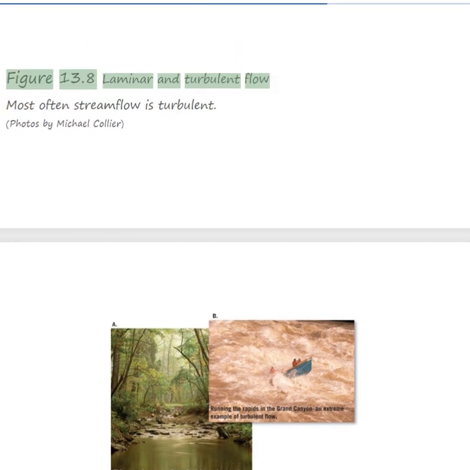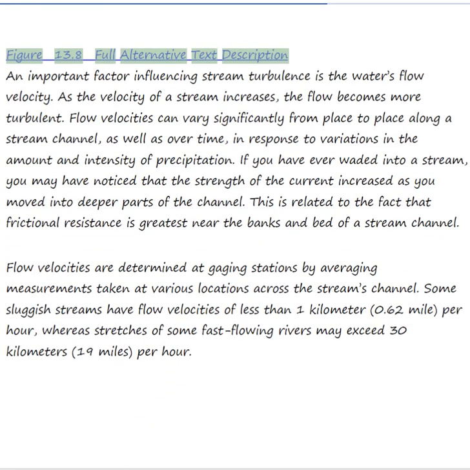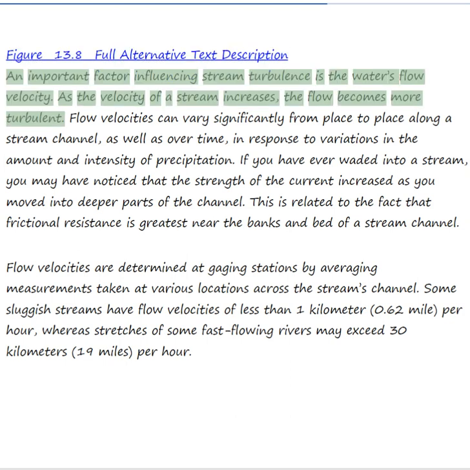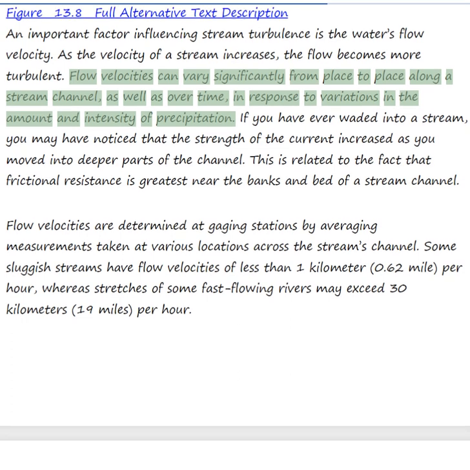Figure 13.8 Laminar and turbulent flow. Figure 13.8 Full alternative text description. An important factor influencing stream turbulence is the water's flow velocity. As the velocity of a stream increases, the flow becomes more turbulent. Flow velocities can vary significantly from place to place along a stream channel, as well as over time, in response to variations in the amount and intensity of precipitation.